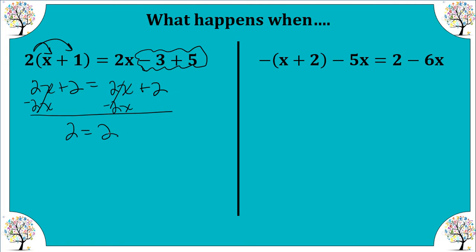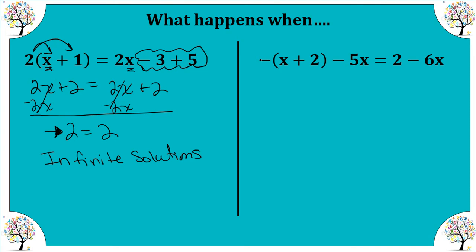What this tells us is when our variables cancel and we end up with a true statement at the end of solving, this means there are infinite solutions to this equation. This means any real number could be plugged in for x here and here, and the left side will equal the right side. So any value will make the equation true. Let's take a look at this example.